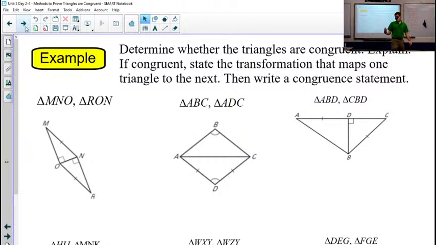Number 3, if you say they are congruent, you say which one of these we're using, then you need to say what transformation we're using. Is it a translation, rotation, or reflection? And then number 4, we're going to write a congruent statement. We're going to say triangle ABC is congruent to what triangle? So that's what we'll look at doing today. We'll do one together. Here we go.